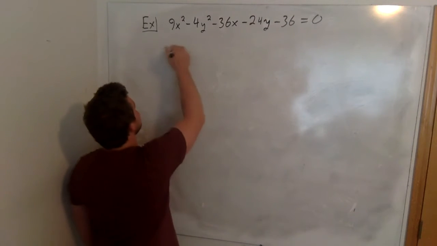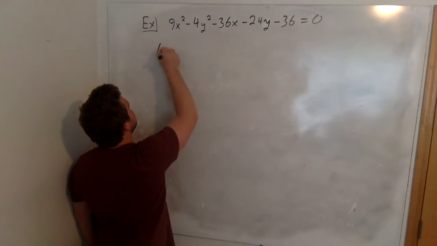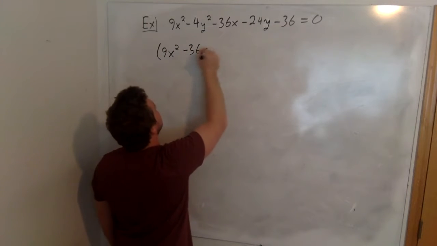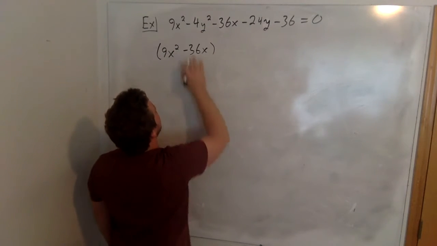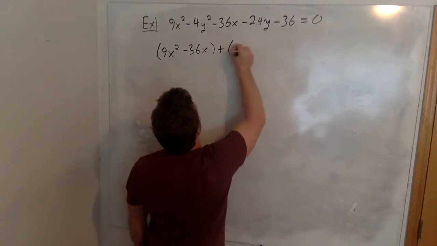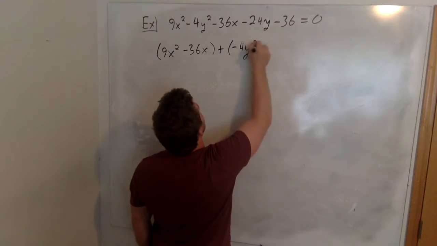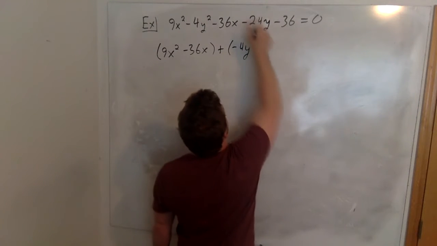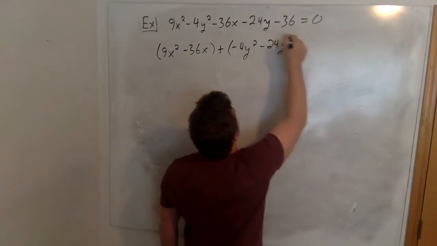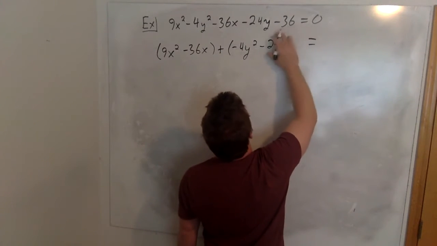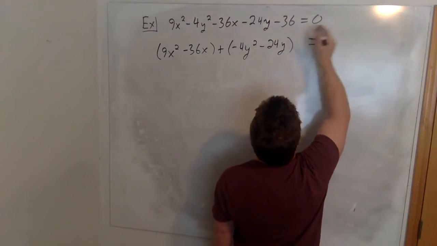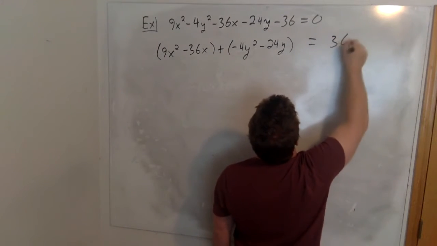Let's do it. Okay, 9x squared minus 36x. Okay. Oh, let's group our y's together. We'll do plus the opposite. So we have a minus 4y squared. Then if we do plus the opposite, we have a minus 24y. And then if you would like, you could leave the constant on the left-hand side. I personally like to put it on the right-hand side, so I'll add 36 to both sides.